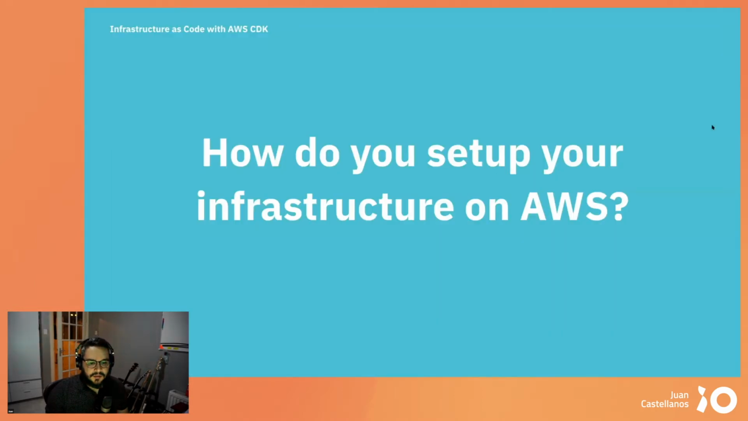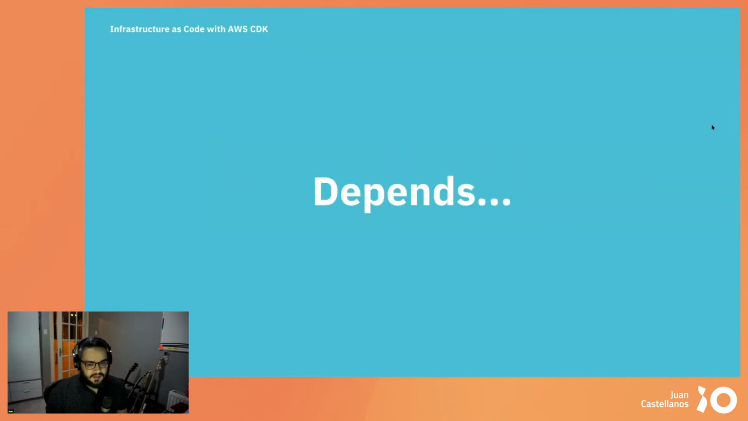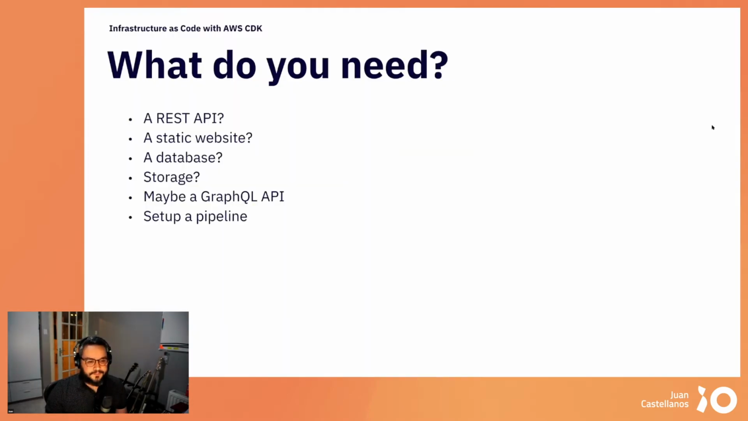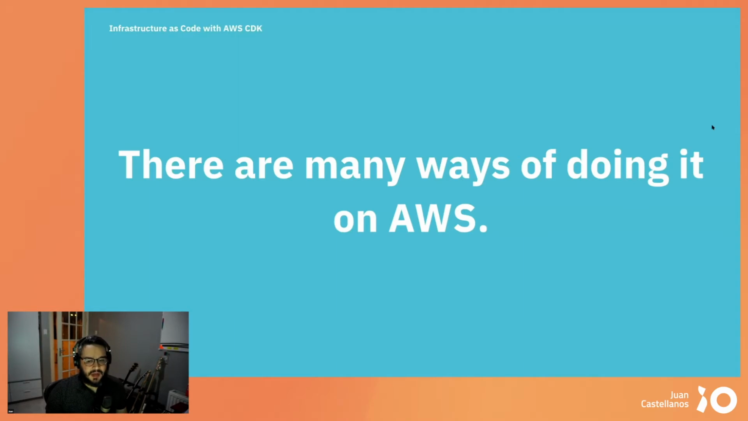So let's talk about how do you set up your infrastructure on AWS. And the answer to that question is it depends, and it depends on what you need. So what do you need? Do you need a REST API? Do you need a static website, a database, or maybe you need a GraphQL API, or you need to set up a pipeline? And all of these things you can do on AWS. There are many ways of doing it on AWS.